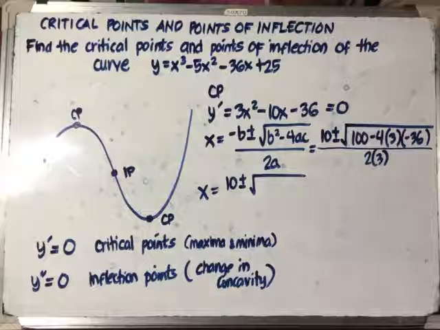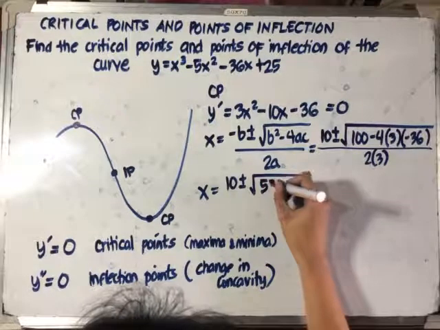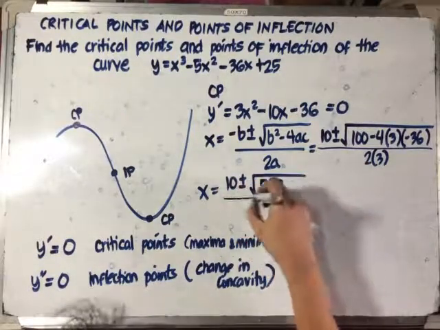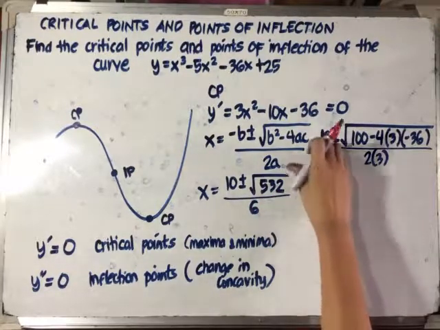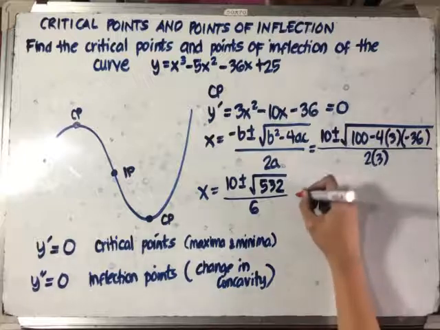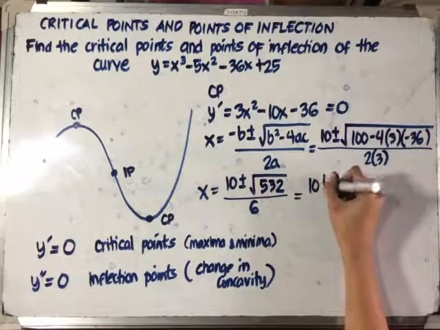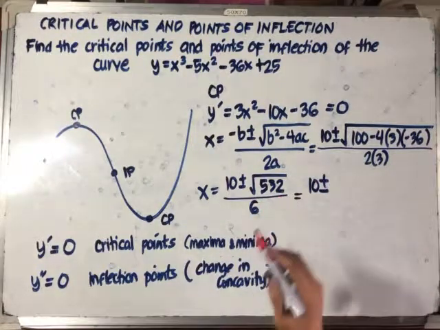100 minus 4 times 3 times negative 36. That gives us 532. Okay? 532, times 6. So this is 10 plus or minus the square root of 532, and 532 is 4 times 133.